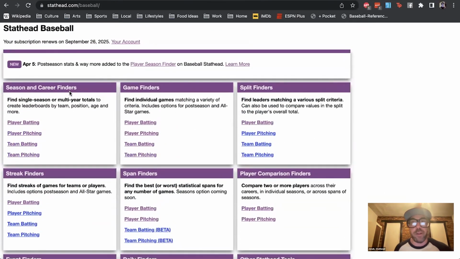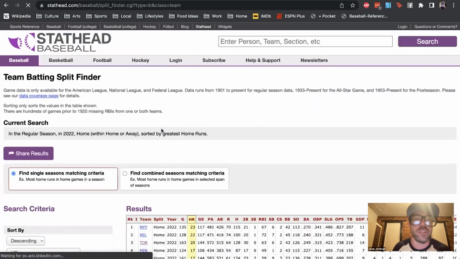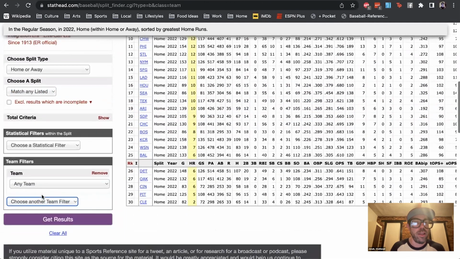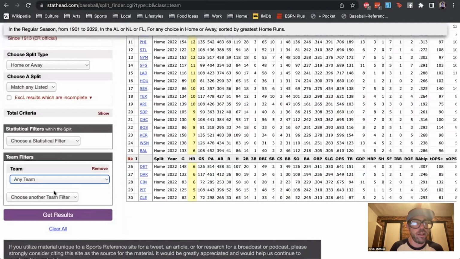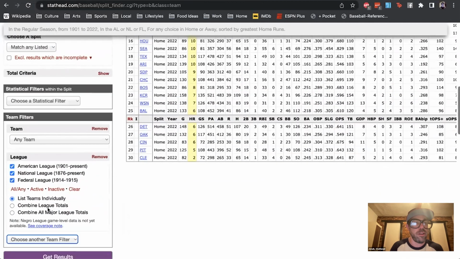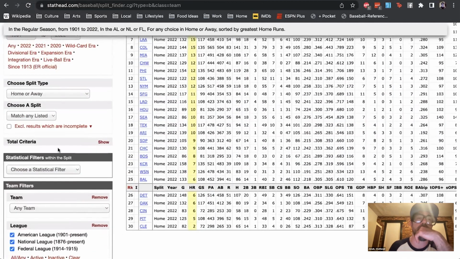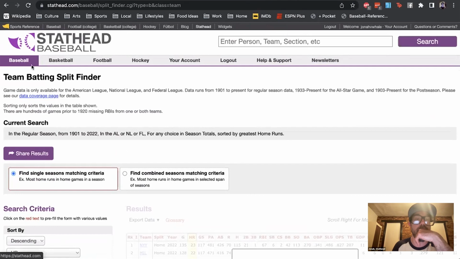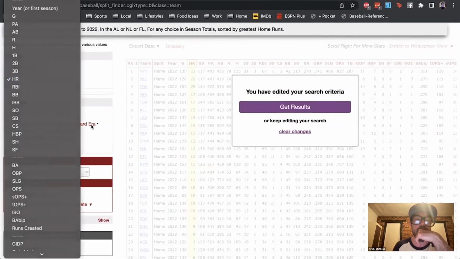You can use the split finder to find split stats, like stats by a player in a ballpark, stats by batting order position. You can also use it to find combined MLB totals. So when you go to the team filter or the league filter, you can use this to find combined MLB totals. You can go to season totals and find the combined totals in there. You can narrow it down by split.